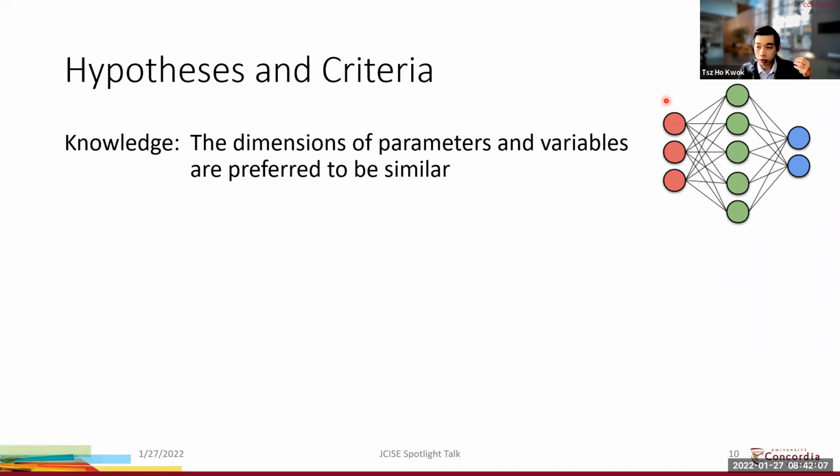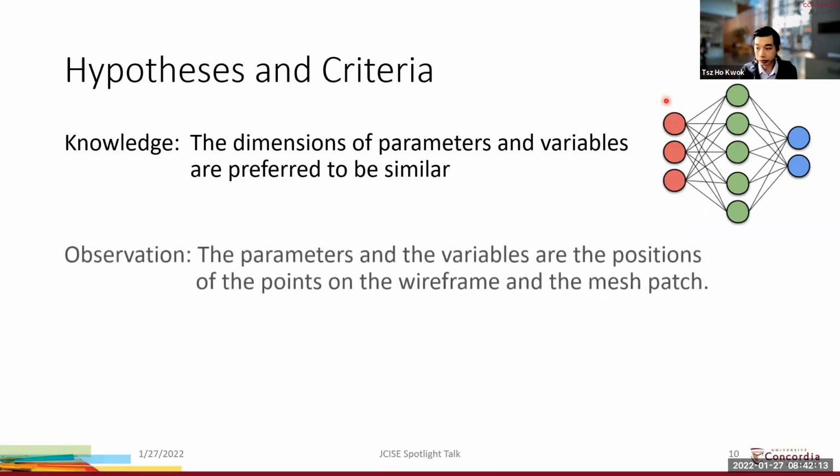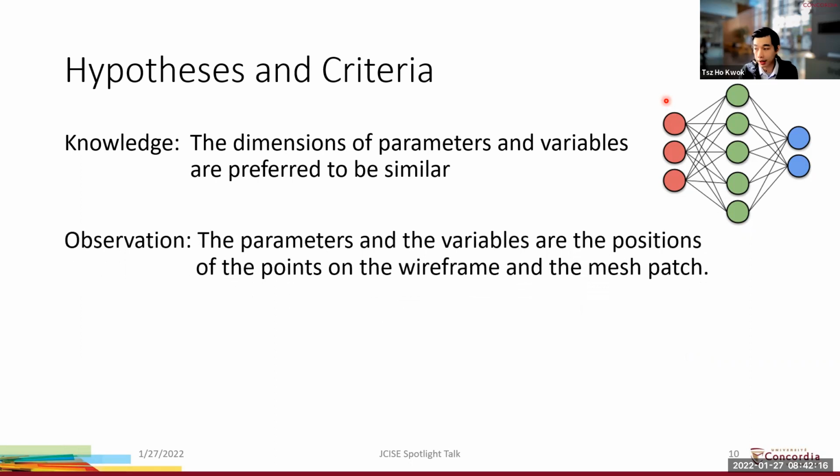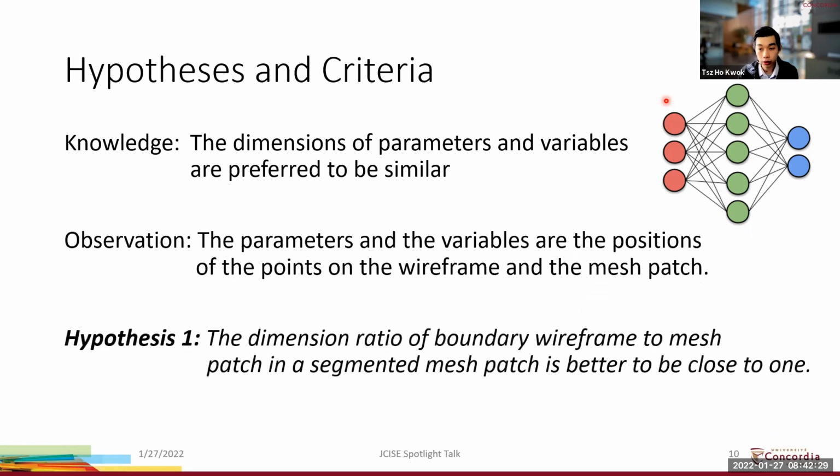With this knowledge in mind, we also have an observation in our case: the parameters and variables are actually the positions of the points or vertices on the wireframe and the mesh patches. So we make our first hypothesis that the dimension ratio of the boundary wireframe to the mesh patches should preferably be close to 1, meaning that they have similar dimensions. With that, maybe it will have a better performance. That is our first hypothesis.